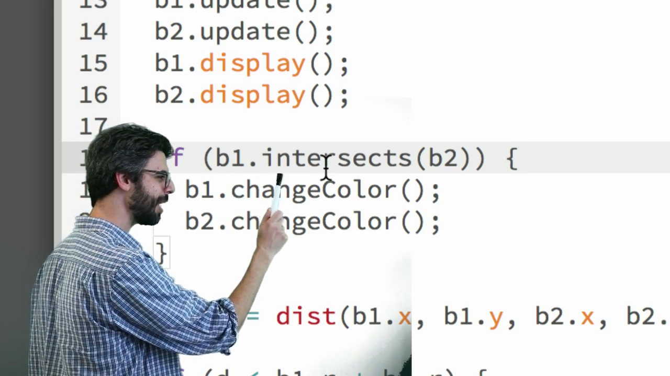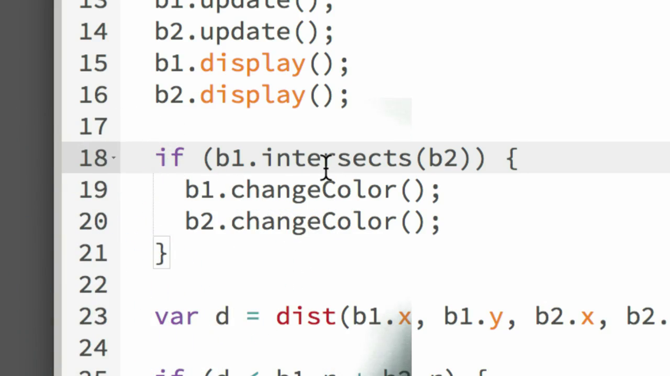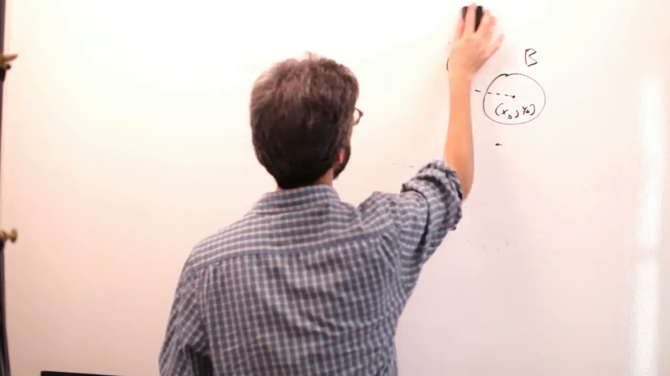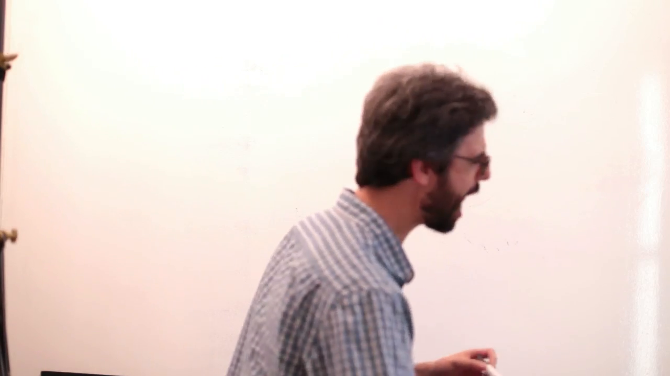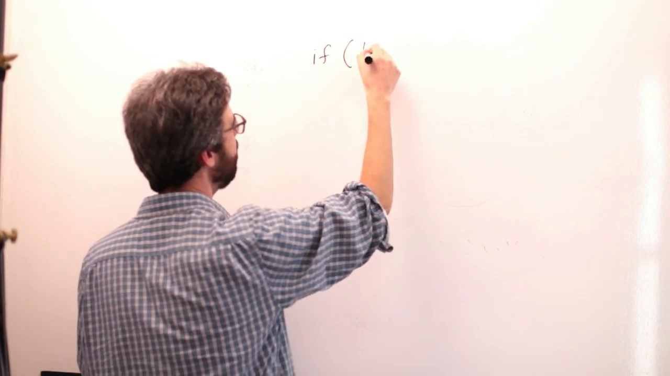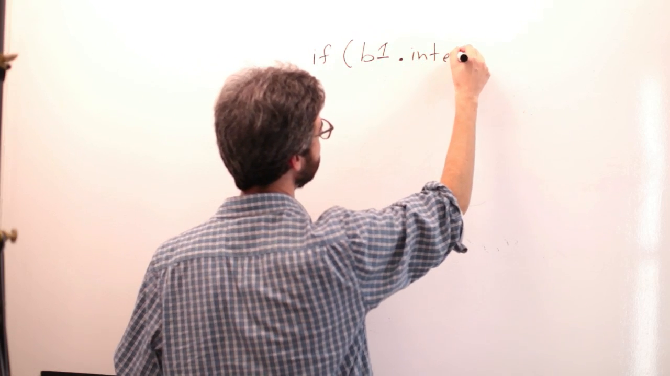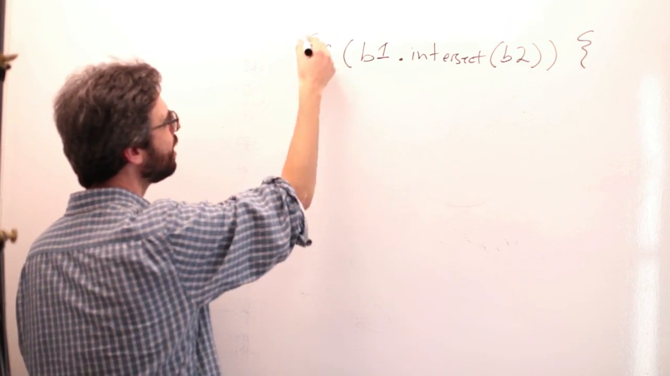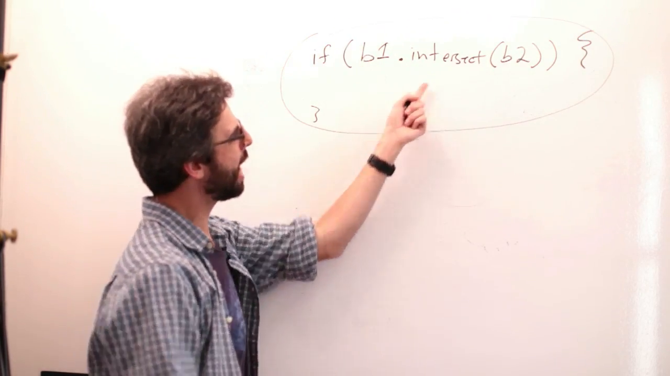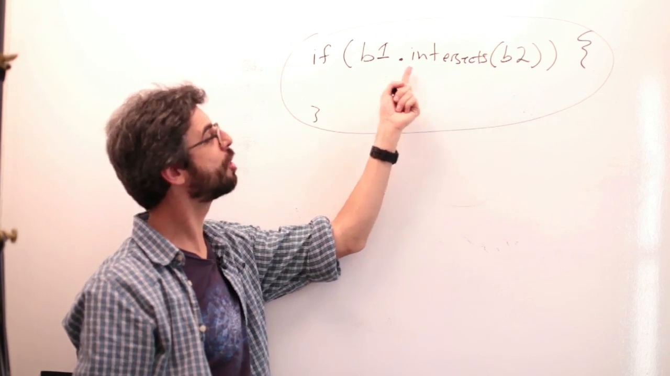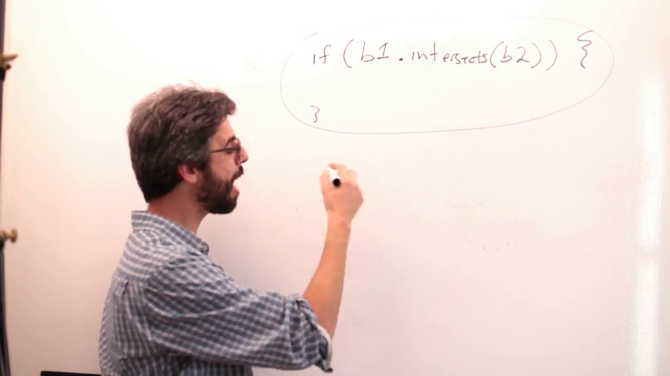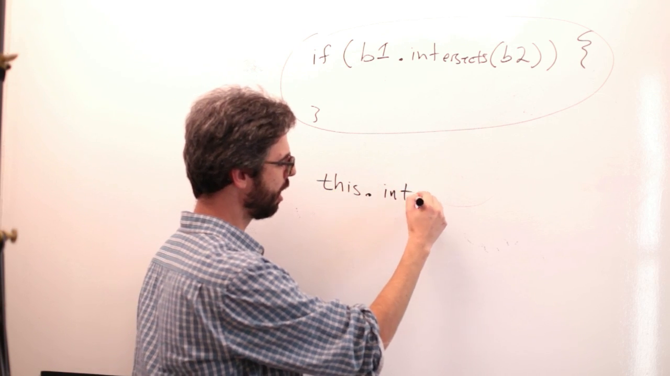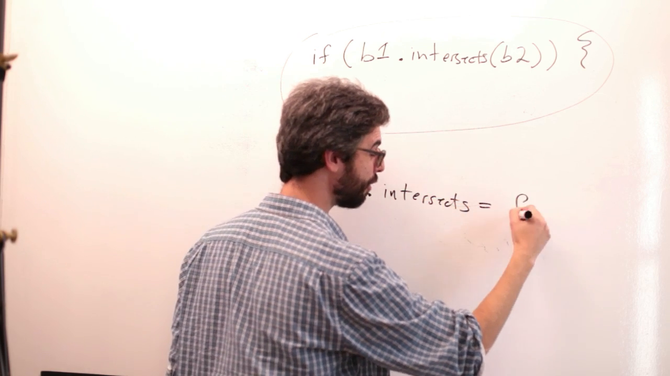If I say b1.intersects b2, what does that mean? What am I actually needing to write? So let me erase this. I said in the code, if b1.intersects b2. So what does this mean? Intersects, and I made it with an S, is a function that you can call on a bubble object. That means in my bubble constructor, I need to write a new function called intersects. this.intersects equals function.